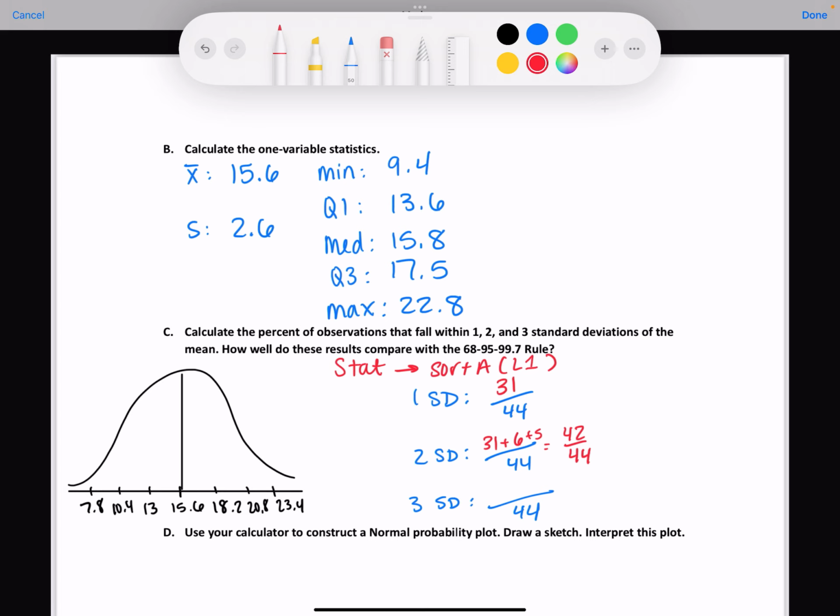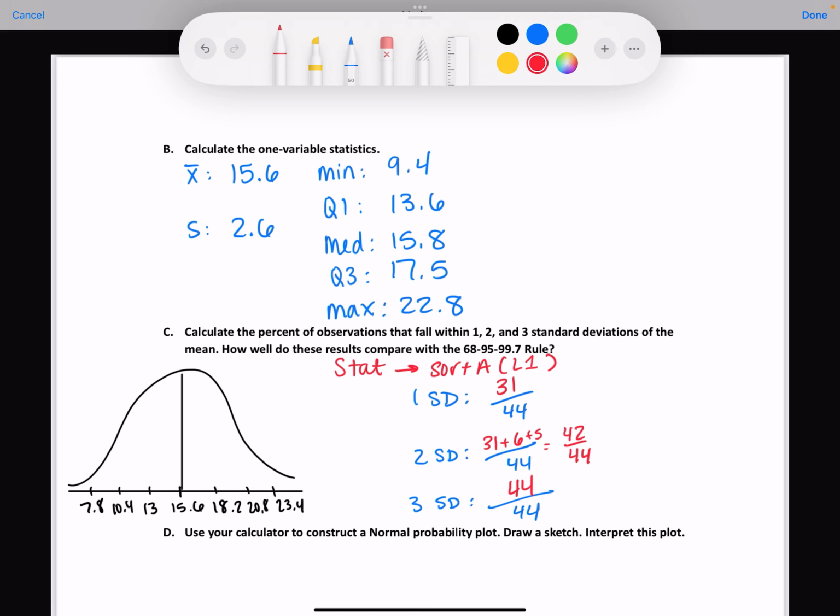Okay. And then 3 standard deviations away. So 9.4 is in there. And then 22.8 is in it as well. So that means 44 out of 44 for that one. Always look, because sometimes a number might be outside of that if we had an outlier or something like that. This particular problem, there are no outliers, but if there are, it could be farther than those away.